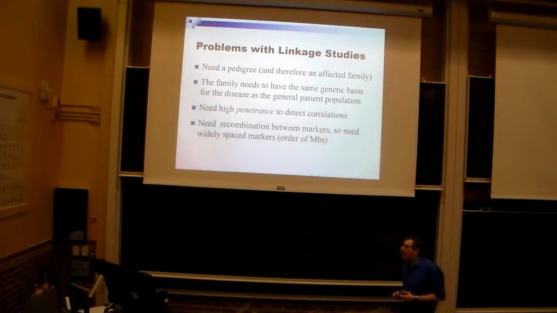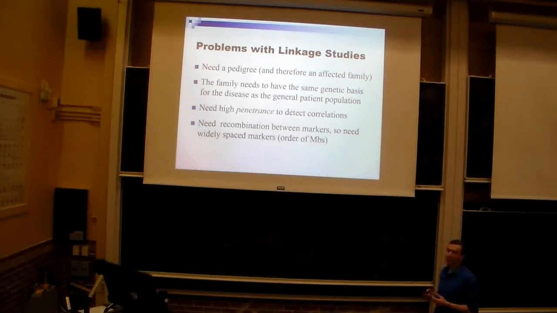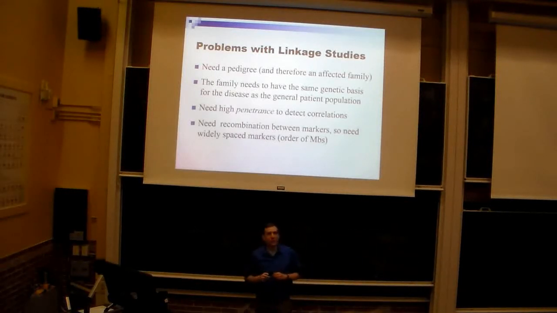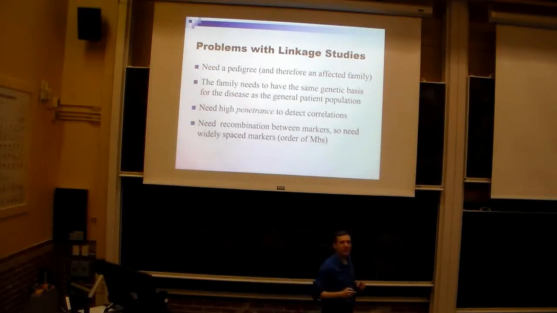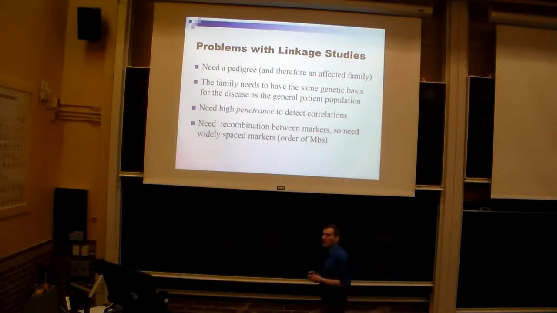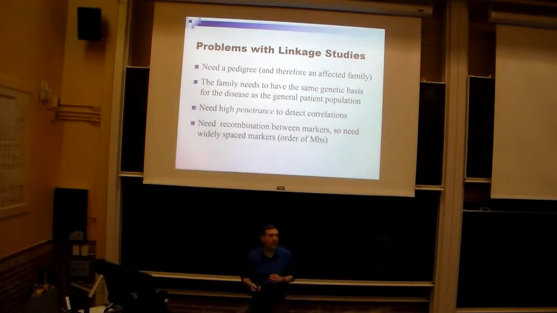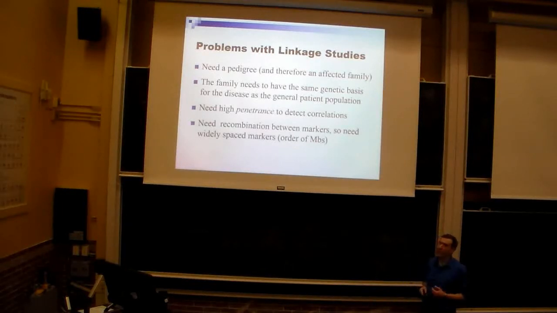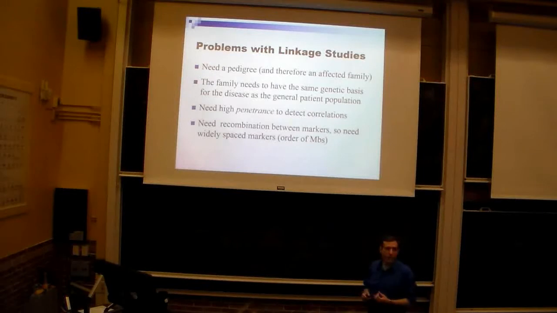So linkage studies have been used very effectively. They've been the basis of discovering quite a lot of genotype-phenotype correlations, but they do have these limitations. One of the obvious ones is that you need a pedigree, and that means that you need an affected family. So if you're trying to study the genetic basis of heart disease by a linkage study, you have to find a family that has a high incidence of heart disease, which has a chance of finding this variant. That family needs to have more or less the same genetic basis for their disease as the general patient population, maybe not exactly the same alleles, but at least more or less the same genes implicated, or else you're not going to learn anything that is relevant outside this family.